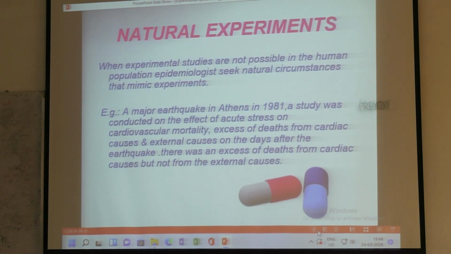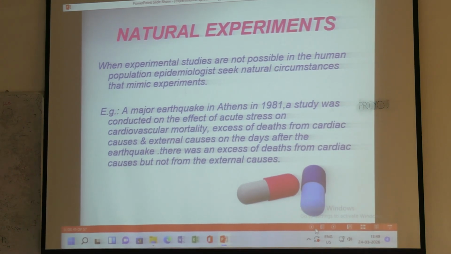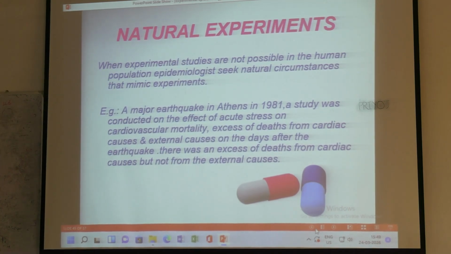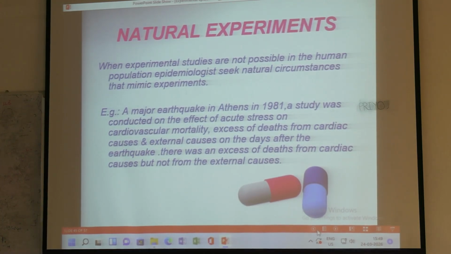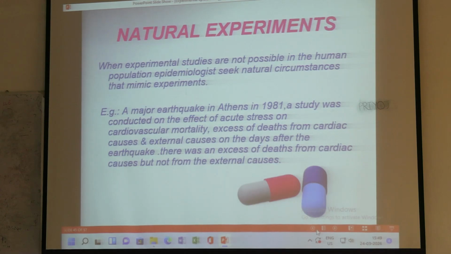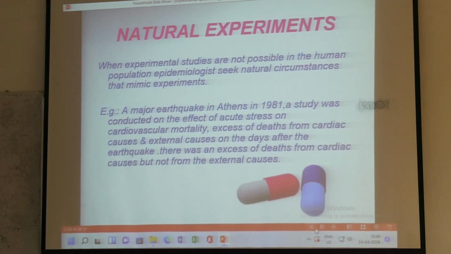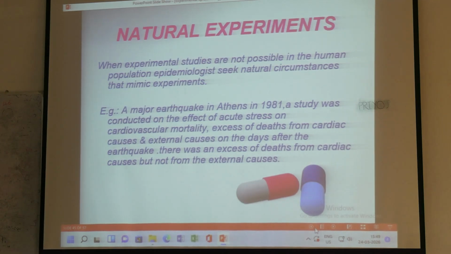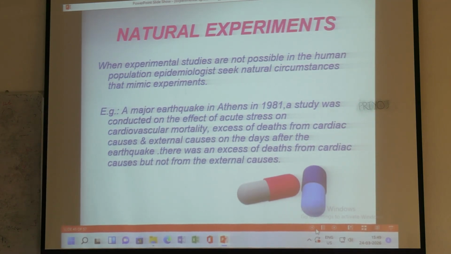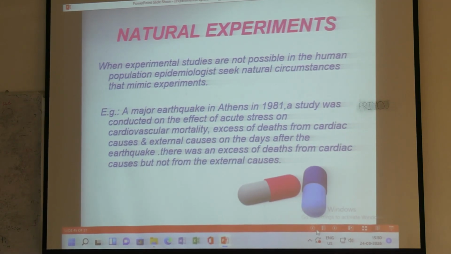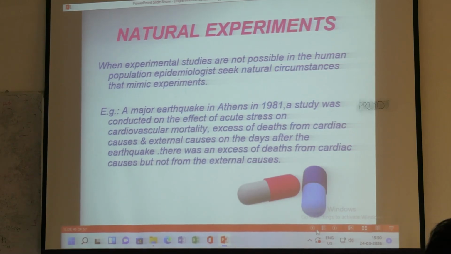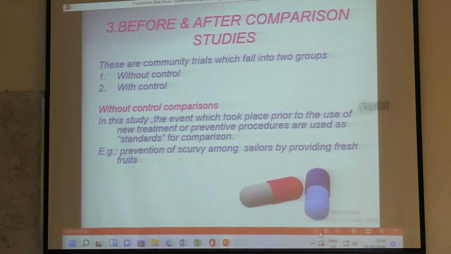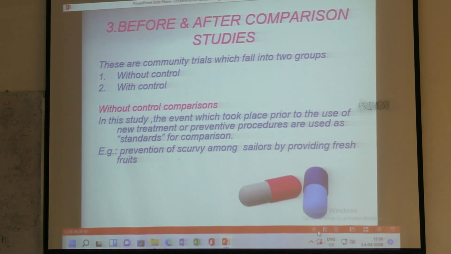And natural experiments, when the epidemiologist finds something which mimics an experiment, like in Athens in Greece, where a study was conducted on the effect of stress on cardiovascular mortality, looking at deaths from cardiac causes and external causes on the day after the earthquake. There was an excess of deaths from cardiac causes, but not from external causes. So, before and after comparison, with control, without control.